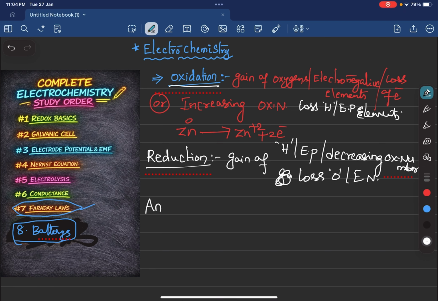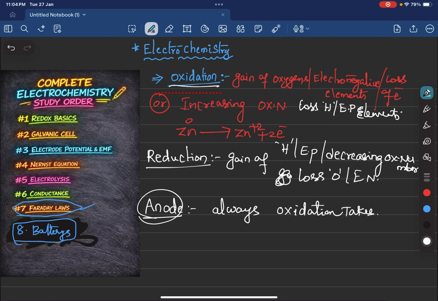In any electrochemical or electrolytic cell, at the anode oxidation always takes place, which means loss of electrons. The sign may be different for anode and cathode, depending on the type of cell, but the process is always oxidation at the anode. And similarly at the cathode, reduction always takes place, which means gain of electrons.